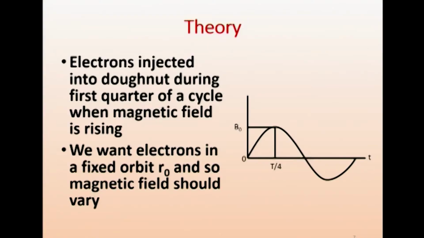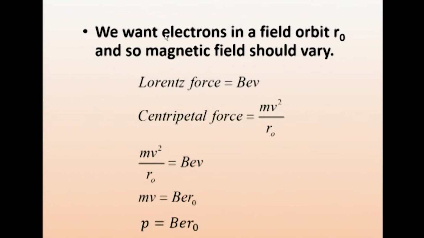Now we will go to the theory. How are you going to change the magnetic field? We want the electrons in a fixed orbit, and so the magnetic field should vary. Now we will go to the basic Lorentz force. We have the Lorentz force, Bev. We have already studied it in electricity. The Lorentz force is the force due to the magnetic field. If a particle of some charge is moving with some velocity in this direction and the magnetic field is applied in this direction, it will take a circular path.